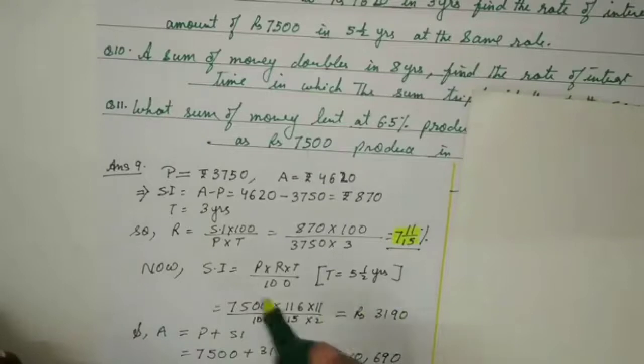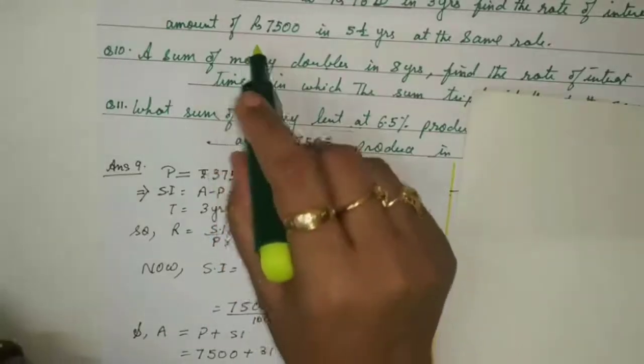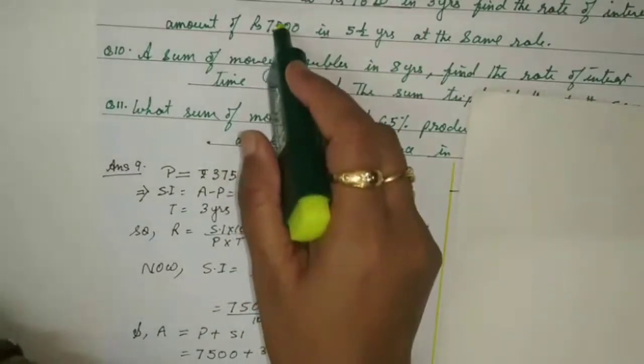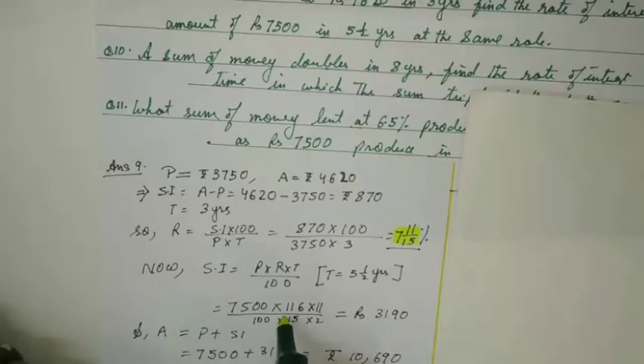At the same rate, if you have to find out the amount on rupees 7500, which the question asks, what do we do? We find the SI first. PRT by 100. So principal, the second part of the question, 7500. Rate we found out just now from here, and the time is 5.5 years. That means it is 11 by 2 years. So we have straight away put it here.